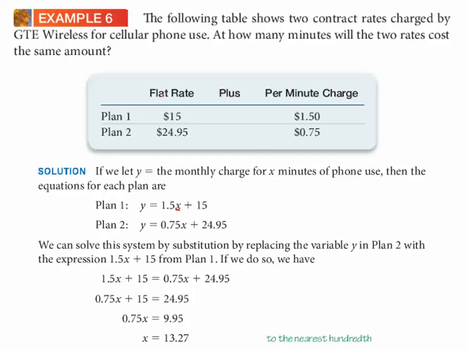The second charge, or the second plan, is Y equals a flat rate of $24.95. That's given right away. And then it's 75 cents per minute of usage. Hey, real quick here. Do I have one variable that's already solved for? Yeah, in fact, I have 2 variables that are solved for, right? One for each of them.